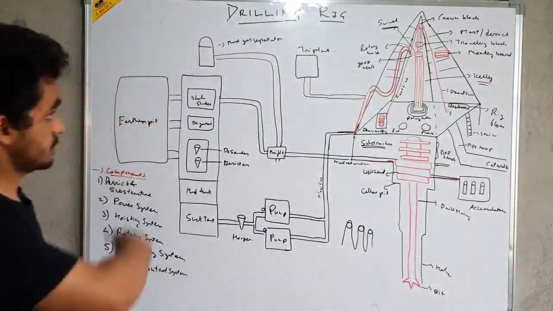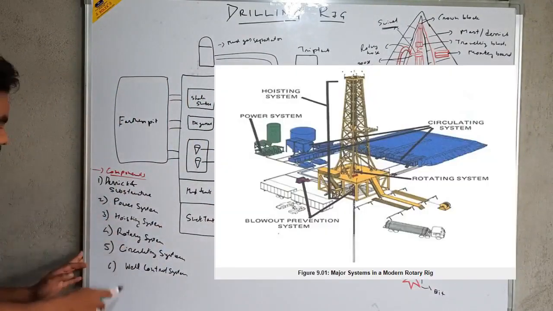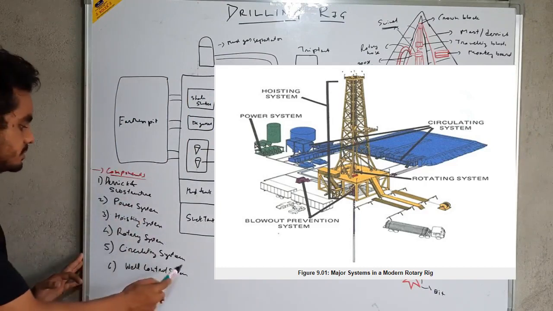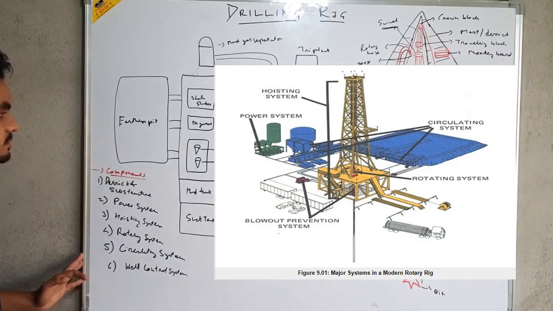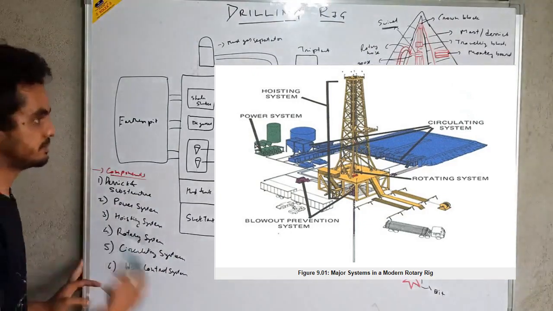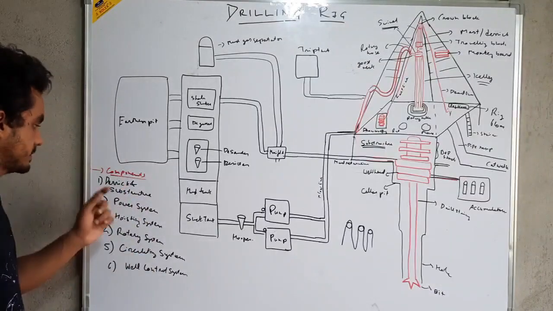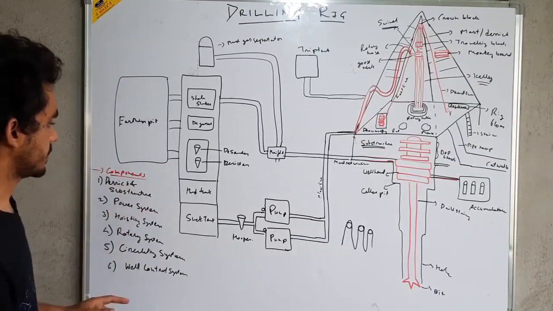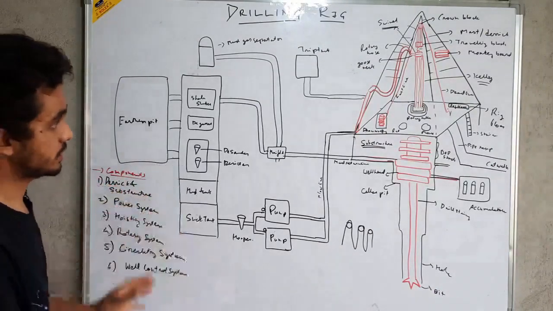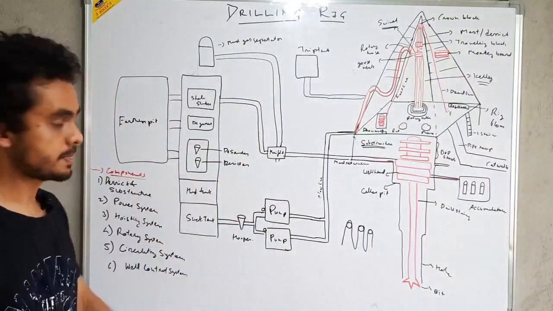This entire drilling rig is divided into different components. We have 6 basic components: derrick and substructure, power system, hoisting system, rotary system, circulating system, and well control system. Any rig that you visit anywhere in the world, whatever type of rig, you will always have these basic components. We will see each component one by one. In this chapter we will go into details about each component, but in today's lecture I'll just be giving an overview of the drilling rig system.